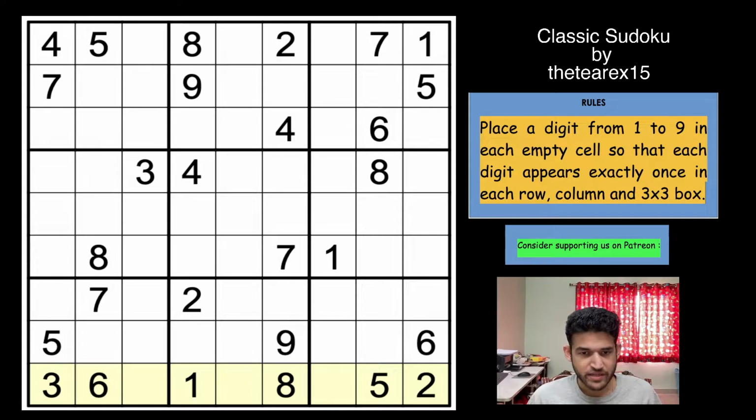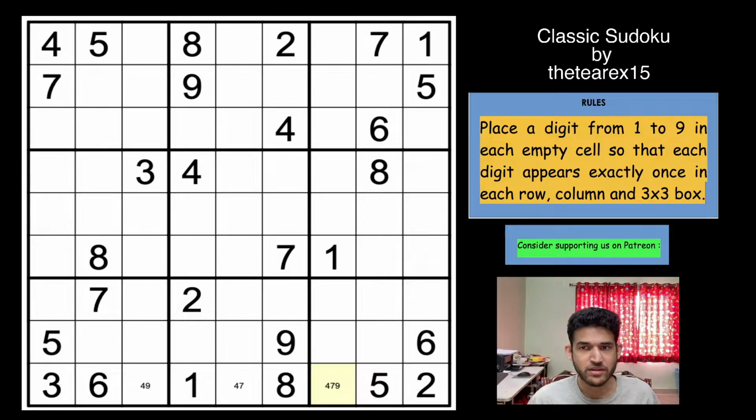So look at row 9. There are 6 givens and the remaining digits are 4, 7 and 9. You have 9 here. So this would be 4, 7. Oops. And that's a 7 here. So this would be a 4, 9. And this would be a 4, 7, 9.